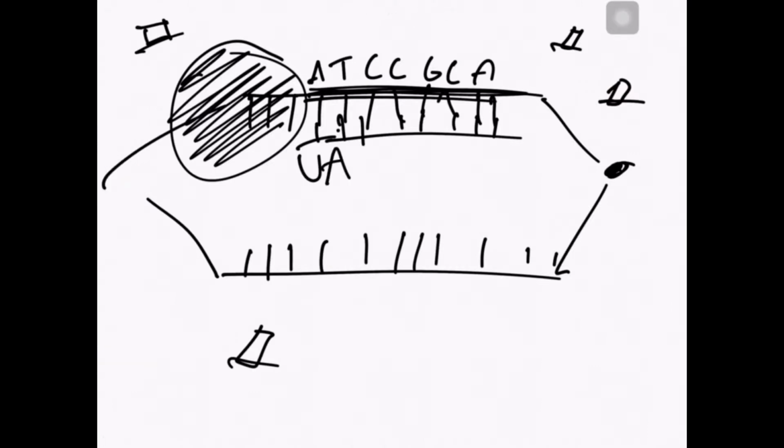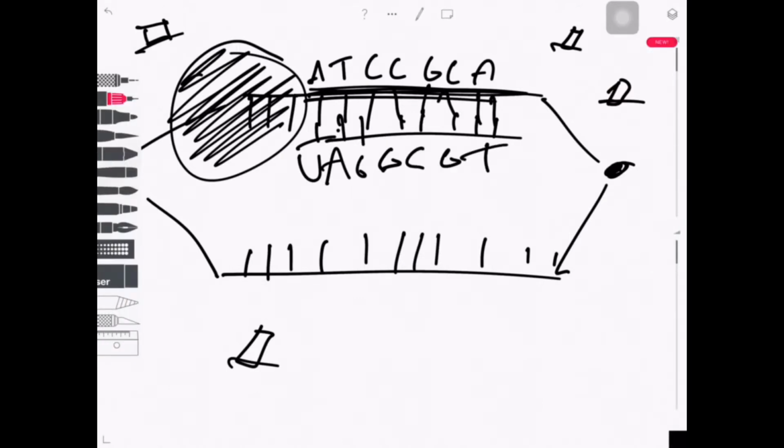For T, we have it matched up with A, then C, G, G, then C, then G, and then T. Now you have this small segment, and we call that a pre-mRNA strand. This process continues on until the whole gene sequence is completely coded.